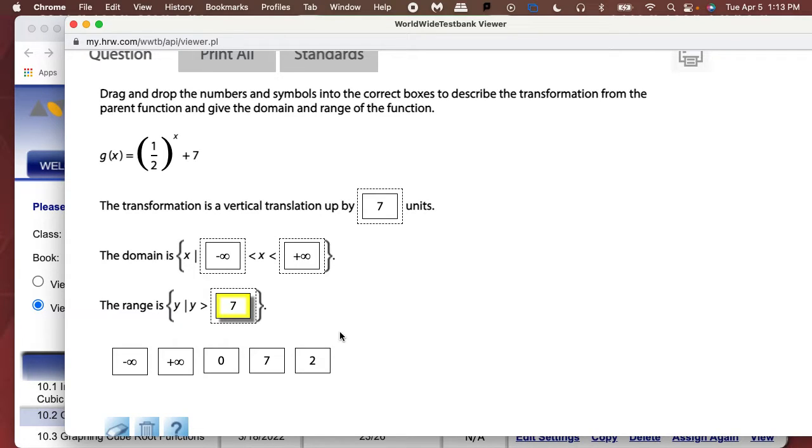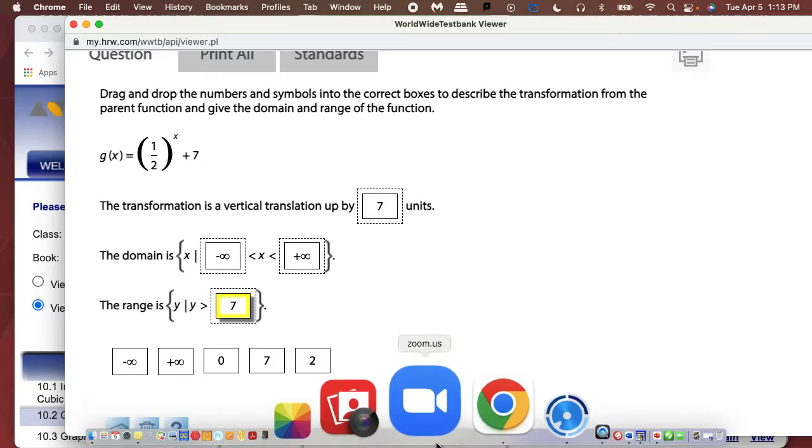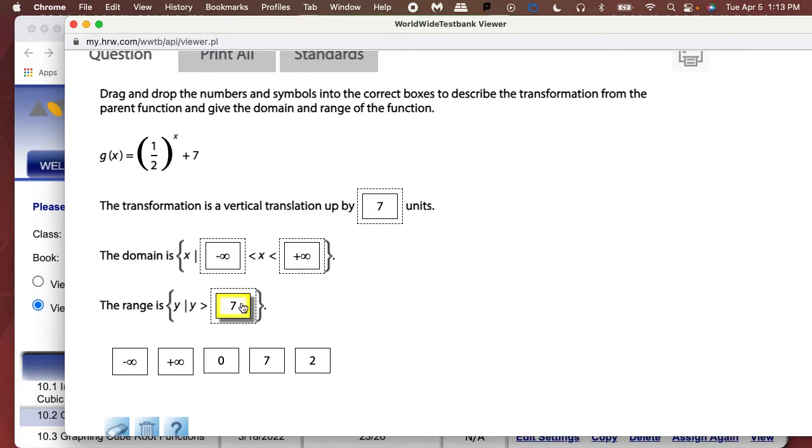Sorry, 7 is being added on the outside. Therefore, that's where the asymptote starts. And so if I was going to draw this, the dotted line would be at 7 and the curve would be coming down like it's landing like an airplane.